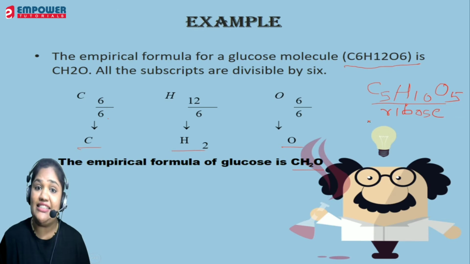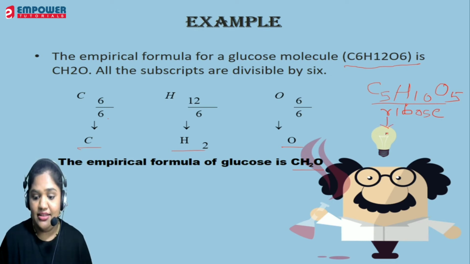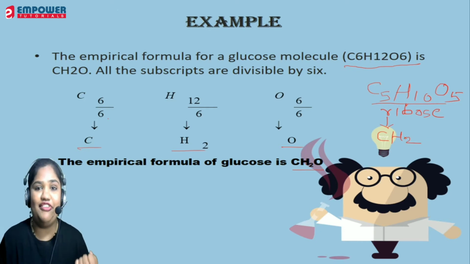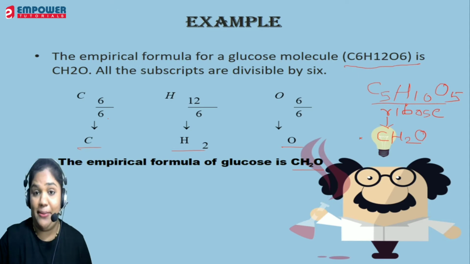Again you have to divide the subscripts by 5. So here what will you get? Again C, after 5 divided by 5. 10 divided by 5 for hydrogen, what will you get? H2. And for oxygen, 5 divided by 5, that is O. So CH2O. So you can see here the empirical formula for glucose and for ribose is the same, that is CH2O. So this is nothing but the empirical formula. I hope you have understood this with the help of these examples.